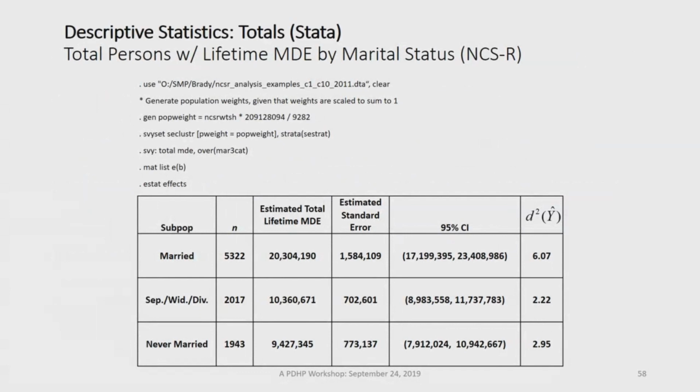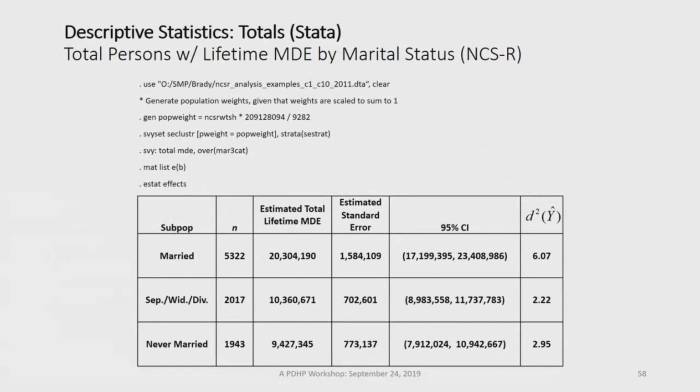Okay, then the command itself, I say SVY total. That's the analysis command. My binary indicator that I'm summing is MDE. So that's an indicator of whether or not you've ever had a major depressive episode. Okay? And I'm not doing that for the overall sample. I'm doing that for different subpopulations. So another way to do subpop analysis in STATA is with this over option. What over does is it repeats that analysis using the appropriate subpop approach for each category of that over variable. So I'm getting an estimate of this total for each level of 3-category marital status. Okay? Those are the point estimates that you see in the table here.